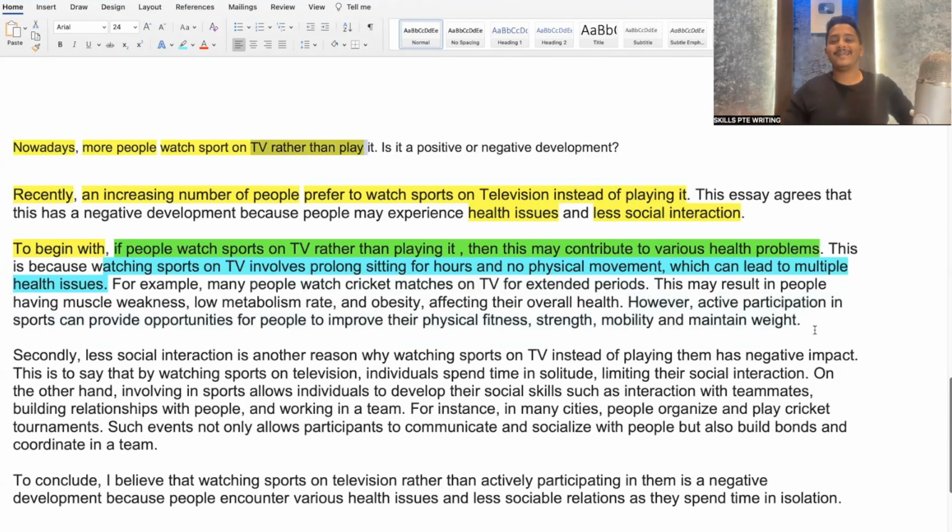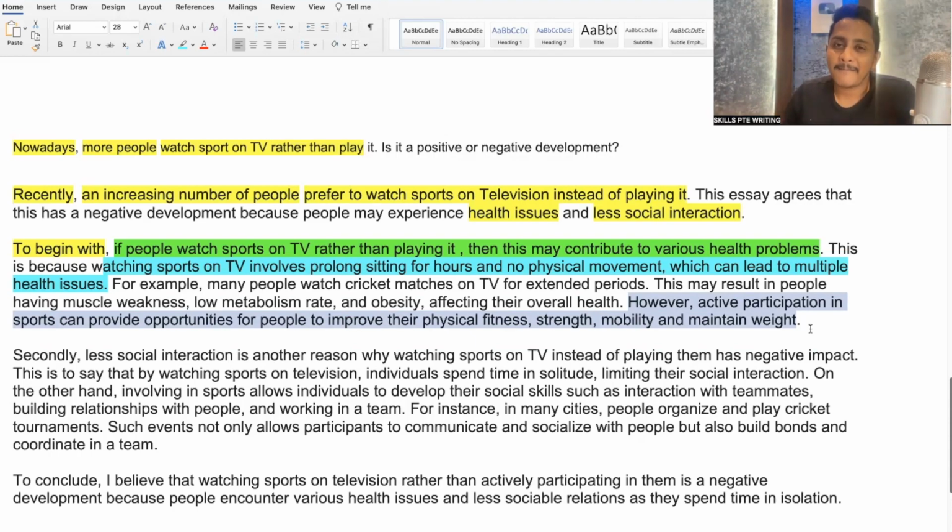Rather than playing it, if you underline these words, boss, rather than playing it also, you need to write about something. If at all you don't write this, task response is going to be zero. The question is, what is your name? And the answer is your neighbor's friend's name you are telling.